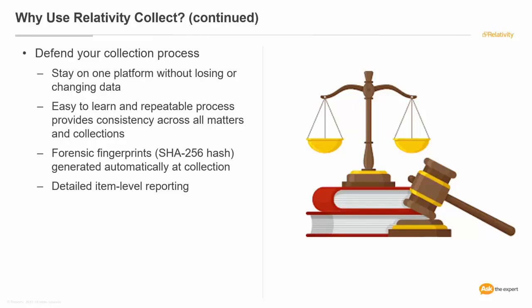And then lastly, we do provide very detailed item level reporting with the collections. So for every target that we collect from, a report is provided that shows each individual item that was collected, all of the associated metadata. And additionally, if we had any errors with individual items, you can download a secondary errors report, which will show you in detail the items that we had a problem with. So between these two reports, you can demonstrate what exactly was collected and what may have been an issue that we didn't collect.